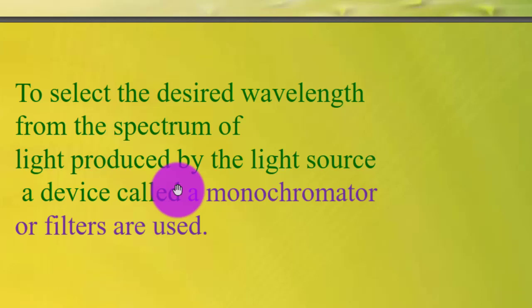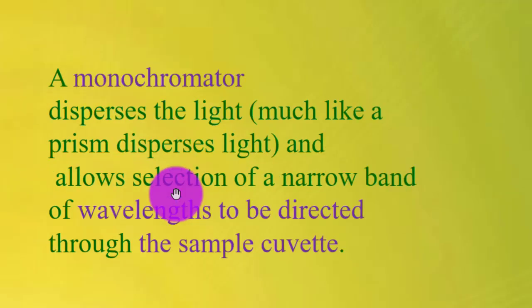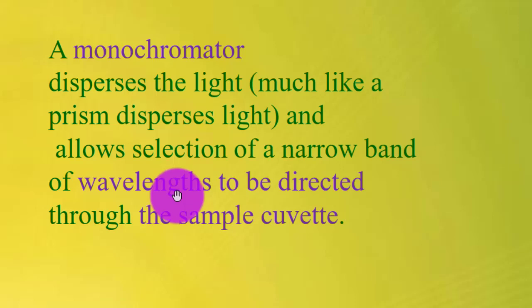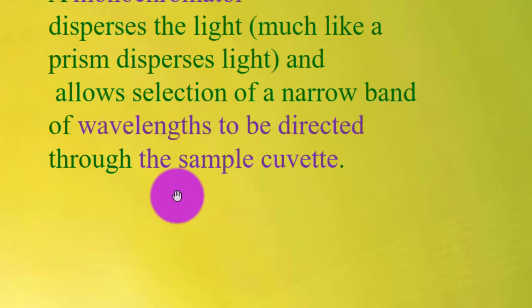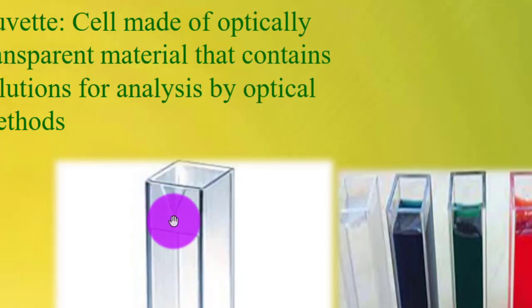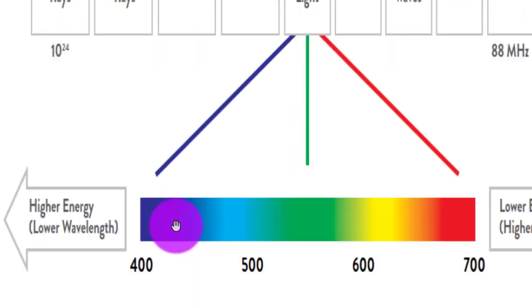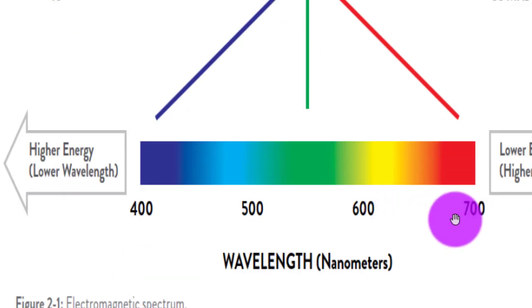To select the desired wavelength from the spectrum of light produced by the light source, a device called a monochromator or a filter is used. A monochromator disperses the light much like a prism disperses light and allows selection of a narrow band of wavelengths to be directed through the sample cuvette. A cuvette is a cell made of optically transparent material that contains the solution for analysis by optical methods. Here, the visible light is from 400 to 700 nanometer.